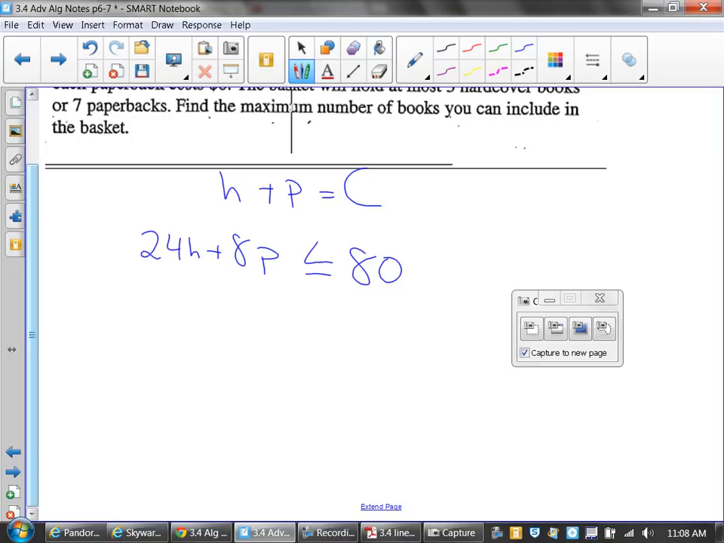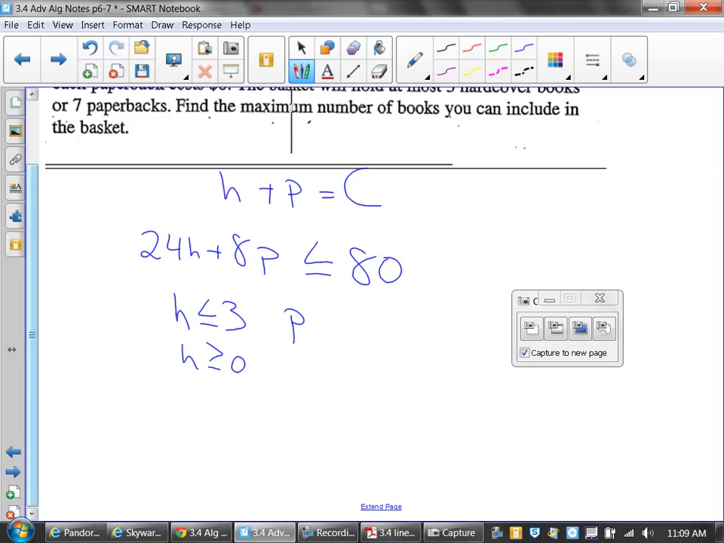Now, it also said that the basket can hold at most a certain amount of things, right? So it said it can hold how many hardcover books at most? 3. Is that a less than or equal to, greater than or equal to, less than or greater than? Less than or equal to, very good. That's the most it can hold. Can it hold a negative of these? No. So it has to be greater than or equal to 0. See where I'm going with that? You just parameter your H values. Same thing with the P value.